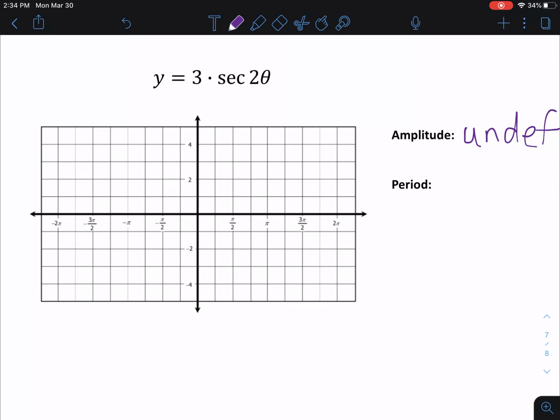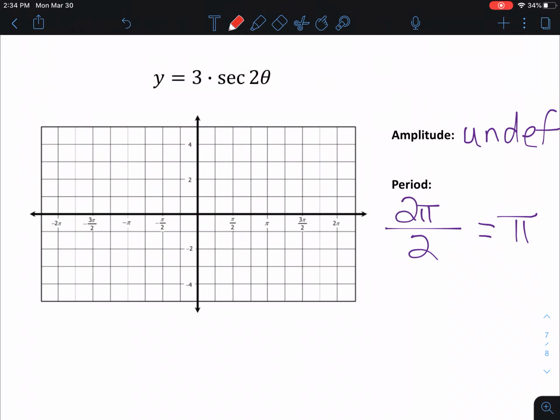And the period, in this particular case, for secant is 2 pi divided by b. Our b here is 2. So we get pi. All right, well, that's not too bad.